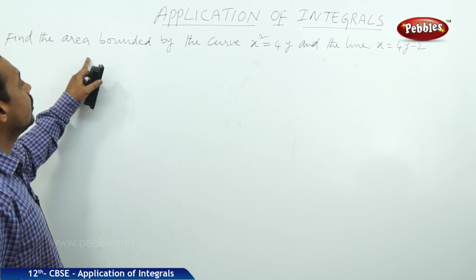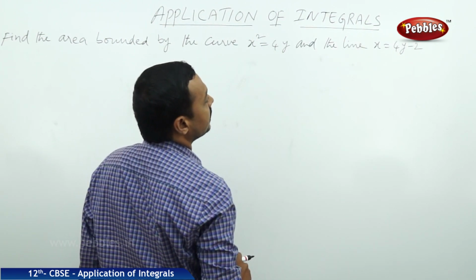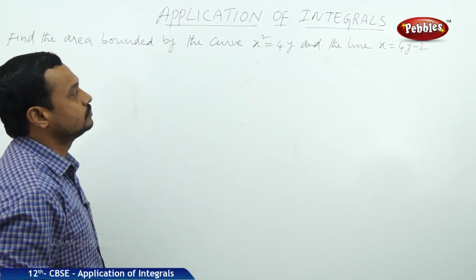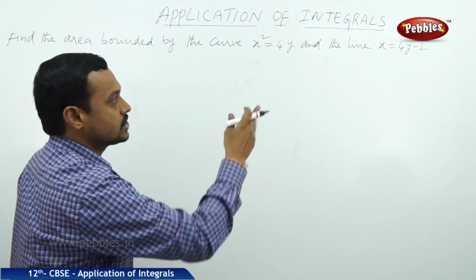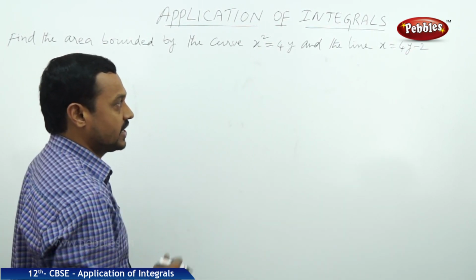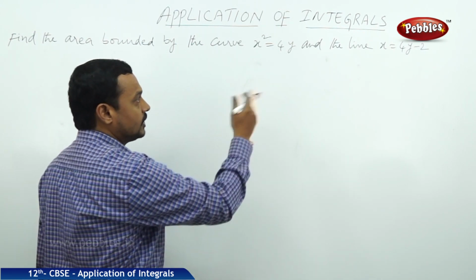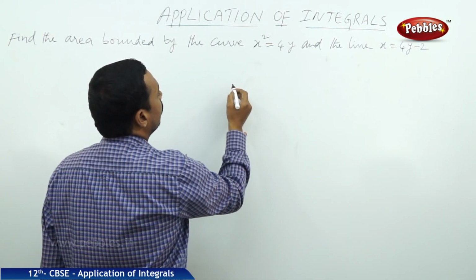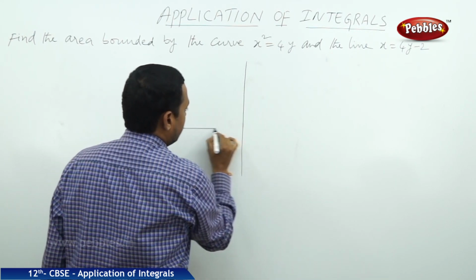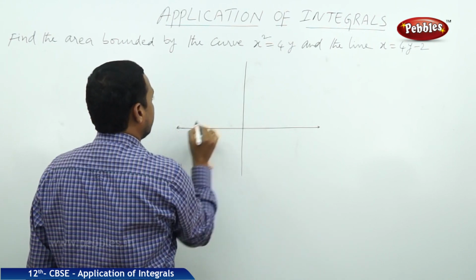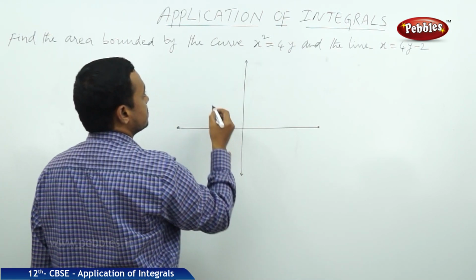Find the area bounded by the curve x square is equal to 4y and the line x is equal to 4y minus 2. Again x square is equal to 4y represents a parabola and x is equal to 4y minus 2 represents a straight line. Area bounded by the parabola and the straight line, curve with the line. Now x square is equal to 4y. It represents a parabola symmetric about the y-axis.